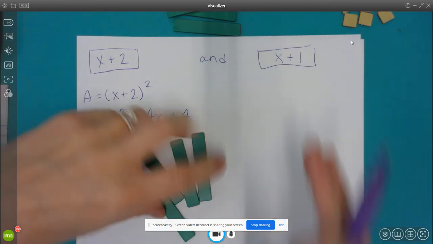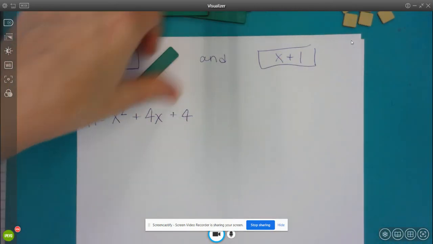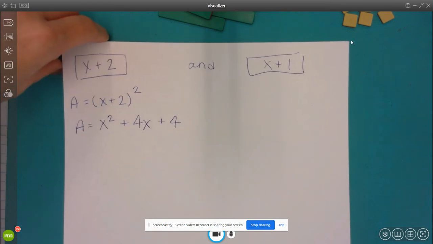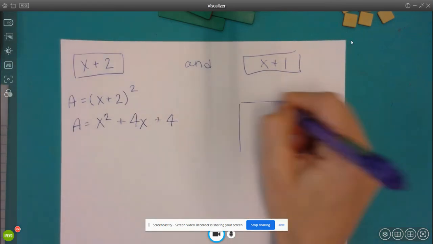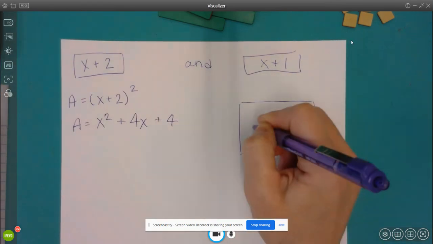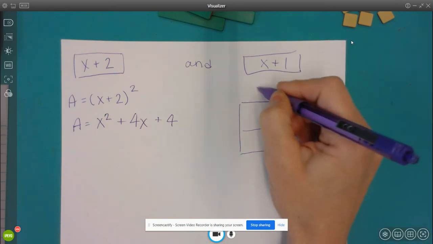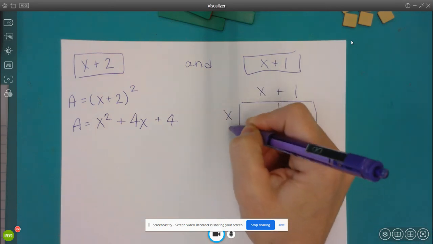Now, like I said, I was going to do the first one of these with the algebra tiles. Now I'm going to do this second one without the algebra tiles. And this is where those of you that had me for Math 1 are going to feel right back at home, because we're going to use the box method.